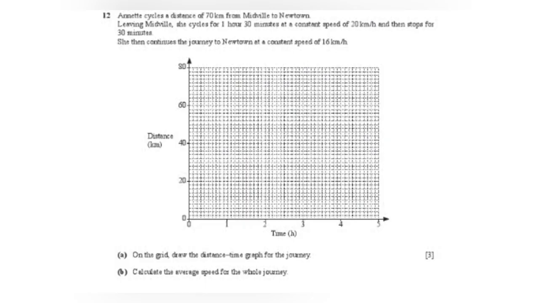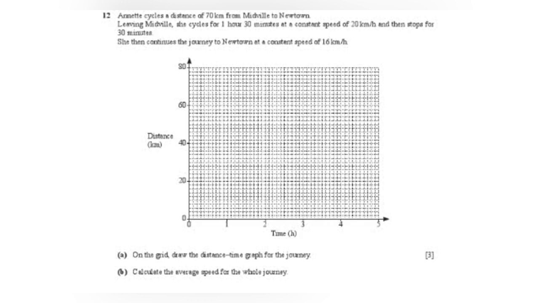Question number 12. Annette cycles a distance of 70 km from Midville to Newtown. Leaving Midville, she cycles for 1 hour 30 minutes at a constant speed of 20 km per hour and then stops for 30 minutes. She then continues the journey to Newtown at a constant speed of 16 km per hour. There are two parts to this question. We are supposed to draw the distance time graph for the journey and also to calculate the average speed for the whole journey. So let us do the first part.